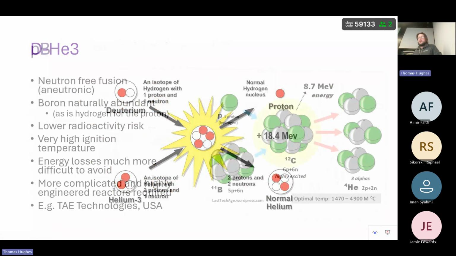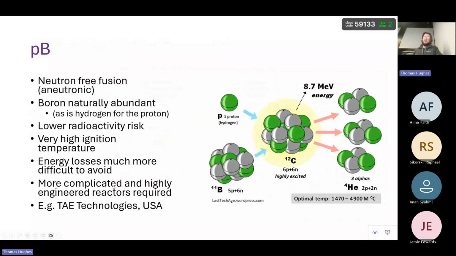And then potentially the most interesting one, proton boron, which is also being paraded as neutron free. It's quite interesting because boron is very naturally abundant. There's much lower radiation for this one, but you can see the energy out is a lot lower. And because it has to run at such a high temperature compared to DT, it's much more difficult to avoid the energy losses, because if you lose a little bit, you're going to lose a lot compared to a reaction which is 10 times cooler, essentially.